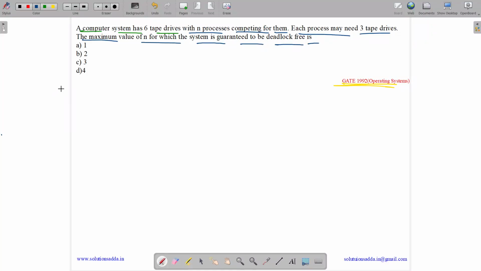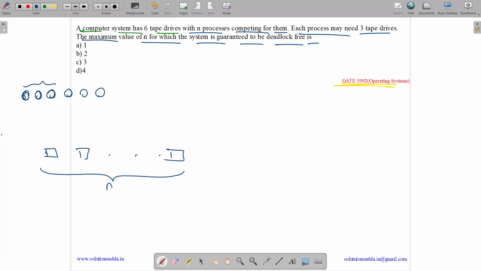So here you can do this by 2 methods. We have 6 tape drives. Let us represent them by this, and each process will need 3 tape drives. We have n processes. What can be the maximum number of n so that it is deadlock free? So we have a formula for this. We have the max need of all processes.